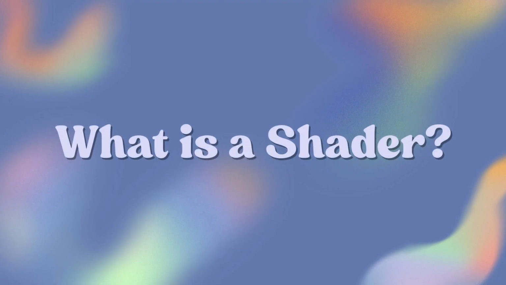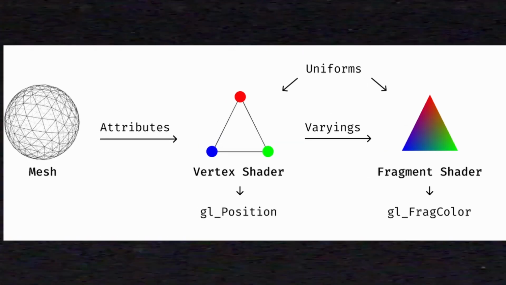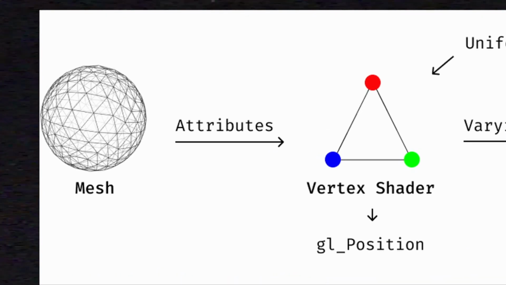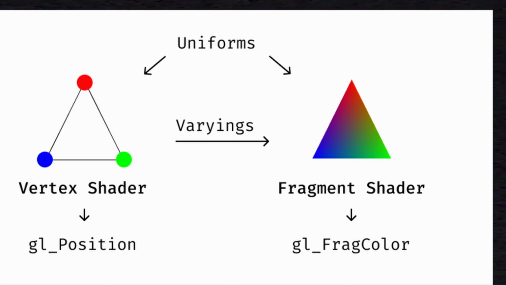What is a shader? A shader is a program that runs on the GPU. We will discover two types of them. The vertex shader, its role is to position each vertex of a geometry, and the fragment shader, to define the color of each pixel of that geometry.